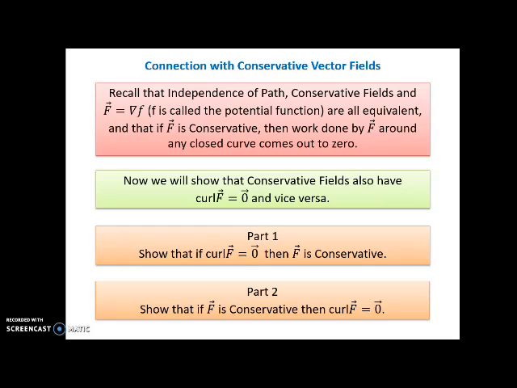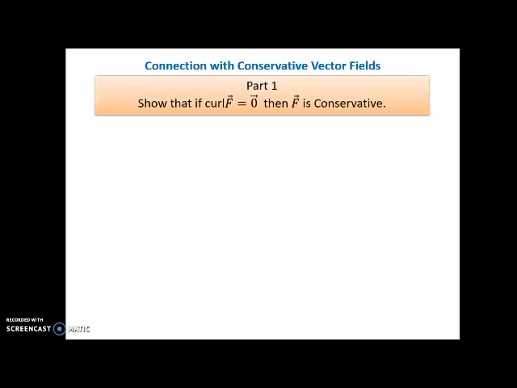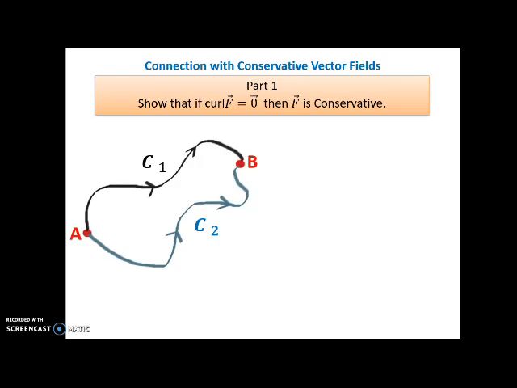Part 1, show that if the curl is a 0 vector, then f is conservative. Here we have any old points a, b on any old surface with two different paths from a to b, c1 and c2. We're going to assume that the curl is the 0 vector.